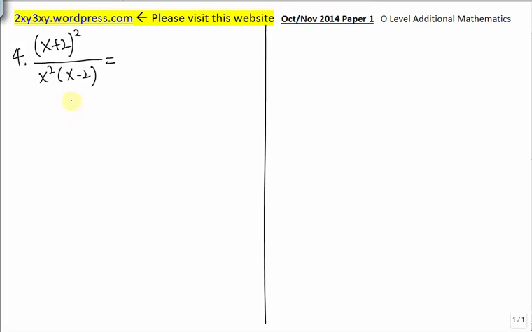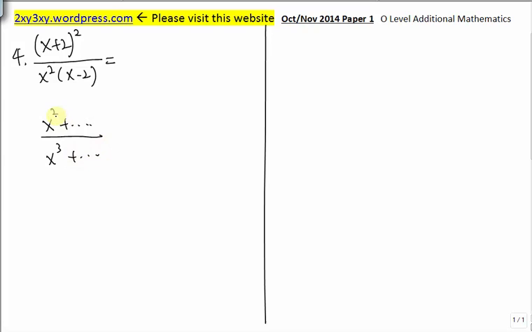We are asked to express this expression into a sum of three partial fractions. Now for partial fractions, it's always good to check the power at the numerator and the power at the denominator. If we were to expand this expression, the highest power at the numerator is x squared. If we were to expand this expression, the highest power at the denominator is x cubed.